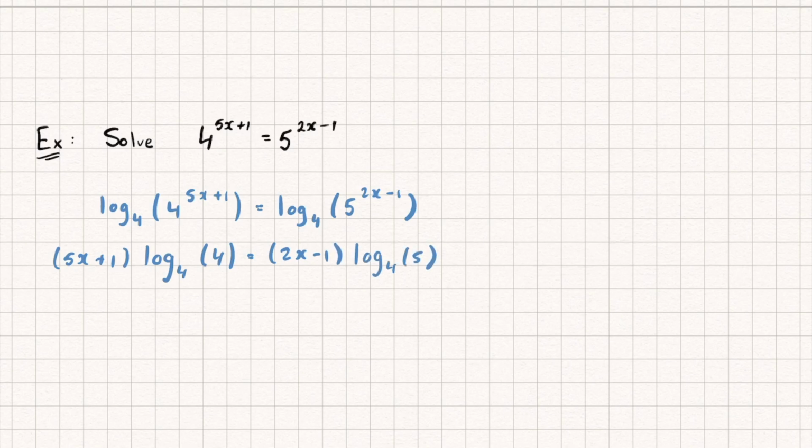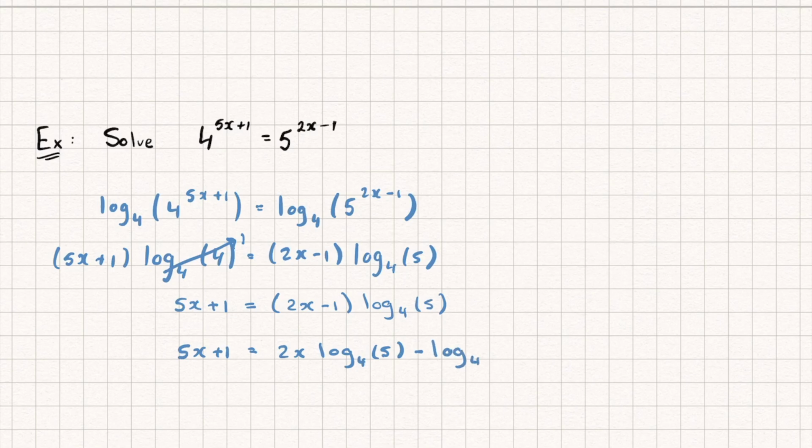Now again, if we look at this logarithm here, 4 to the power of what gives me an answer of 4? Well, that's just 1, so this logarithm just goes to 1 like before, and I get 5x plus 1 equals 2x minus 1 multiplied by log base 4 of 5. Now, I need to get all of my x's onto the same side of the equation, and the way I'm going to do this is by expanding the right-hand side. So I get 5x plus 1 equals 2x multiplied by log base 4 of 5 minus 1 multiplied by log base 4 of 5 gives us this.